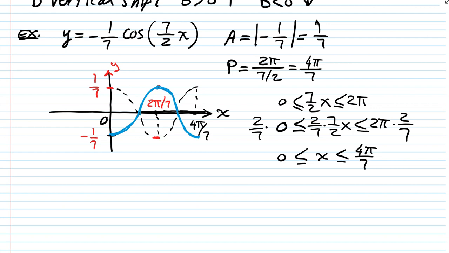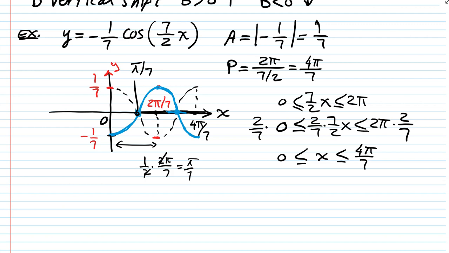And I can get the x-intercept rather easily as well, right? This point and this point. How do I find those points? Well, this point is halfway between 0 and 2 pi over 7. So I go half of 2 pi over 7. That's pi over 7. So that's the x-intercept. The x-intercept, this point, is at pi over 7.